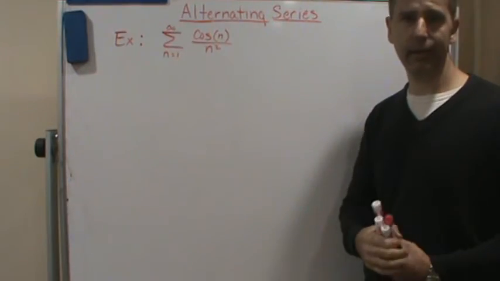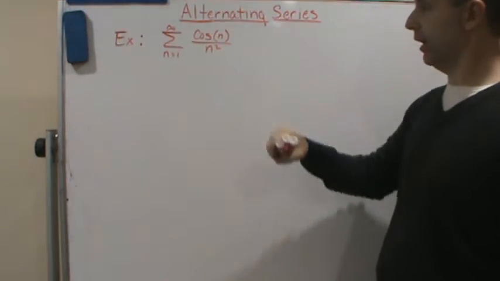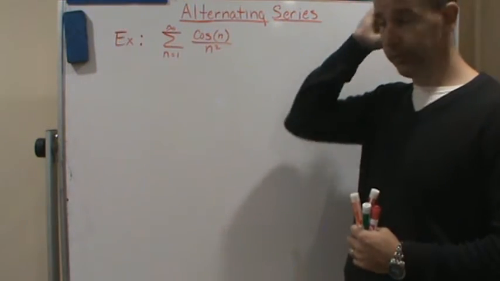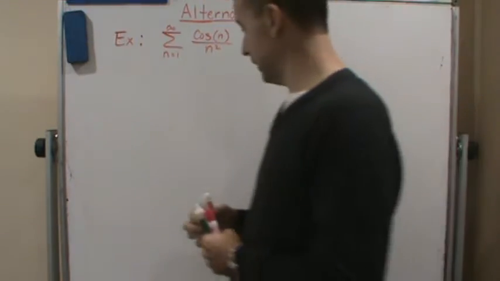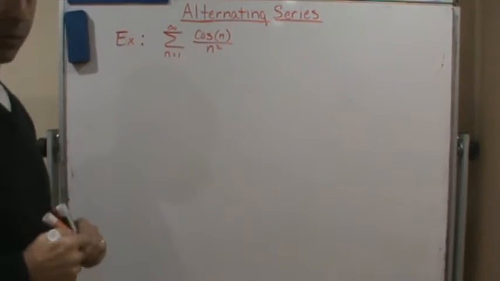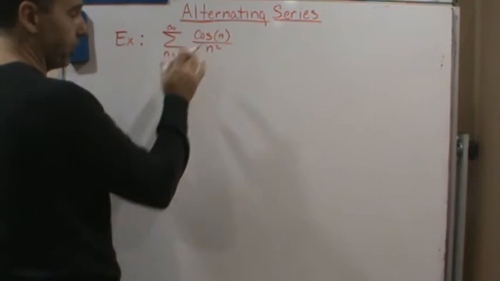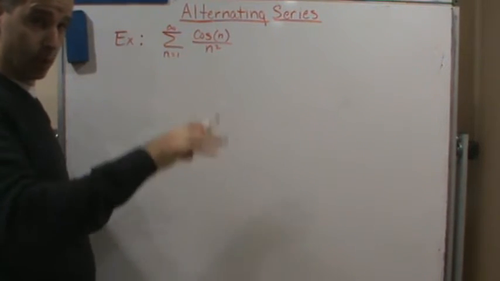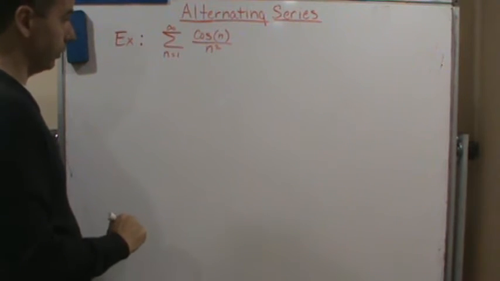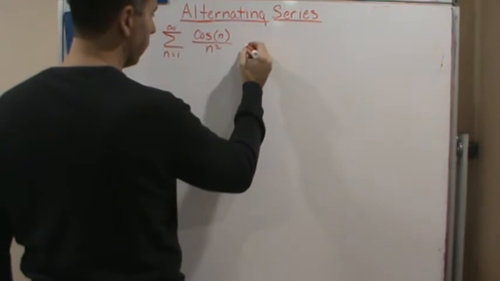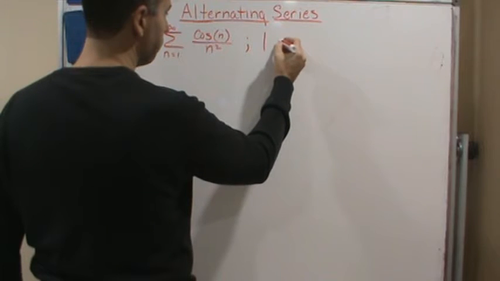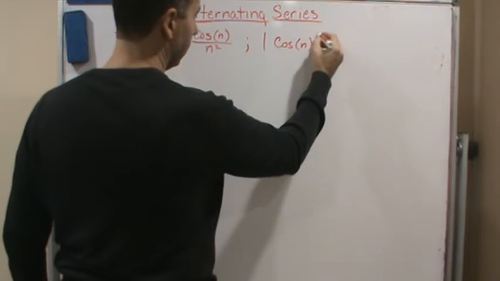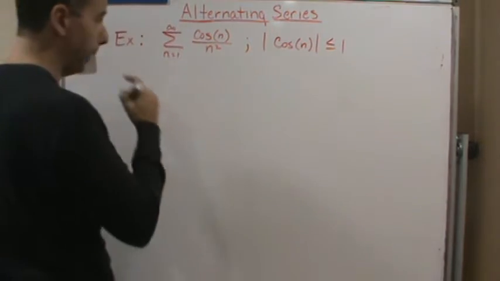Okay, so welcome back. So now we're going to do this example here. The interesting thing here is we have a cosine n, so we have a trig function. The one thing to note is the behavior of cosine in general. We know cosine goes between -1 and 1. So we note that the absolute value of cosine n is less than or equal to 1.